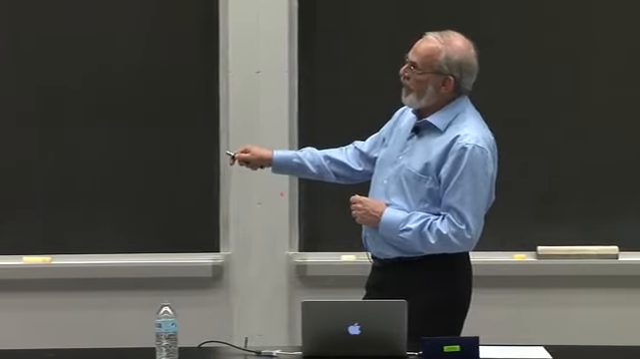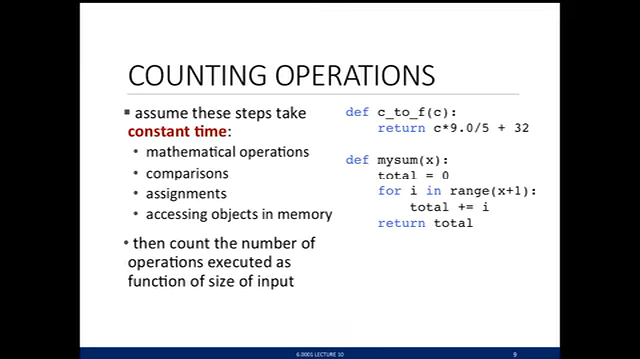So this one's pretty boring. It's got 3 steps, right? A multiplication, a division, and an addition. 4 if you count the return. But if I had a little thing here that added up the integers from 0 up to x, I've got a little loop inside here, and I could count operations. So in this case, it's just, as I said, 3 operations. Here, I've got 1 operation.